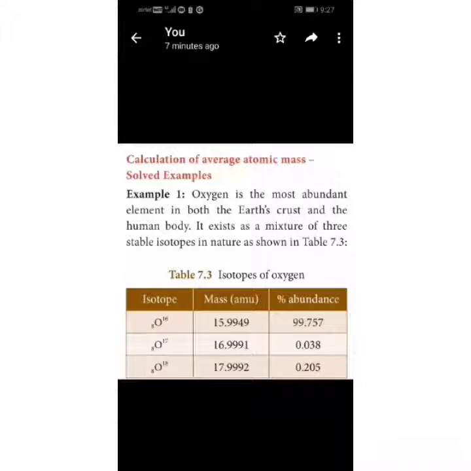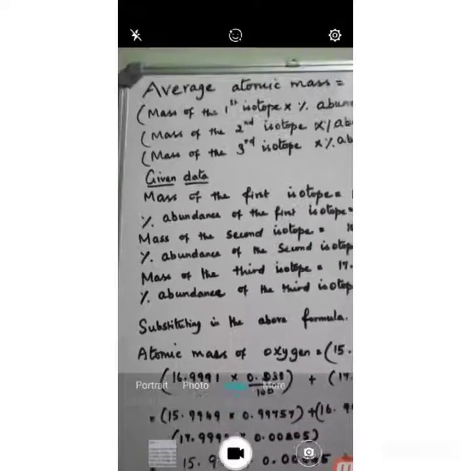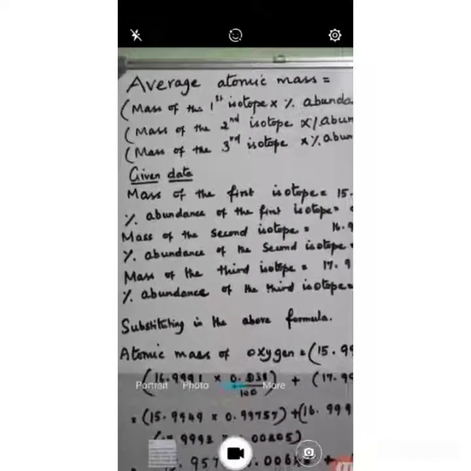Shall we enter into the problem? Children, now let's see the problem.